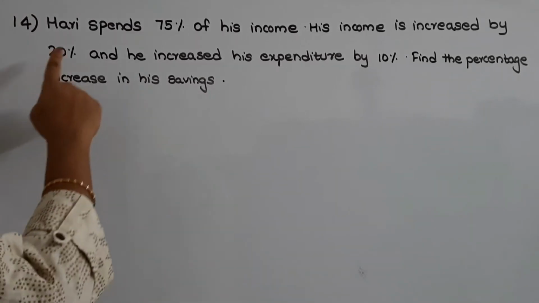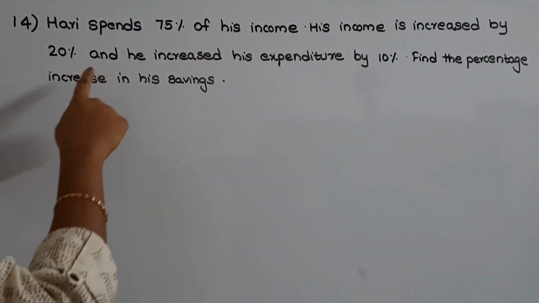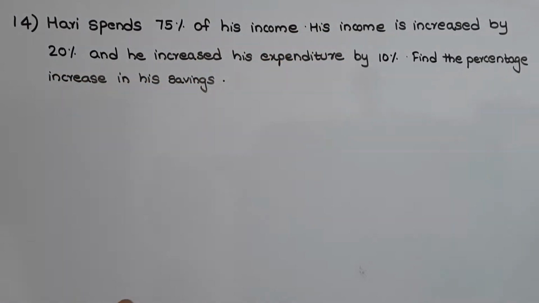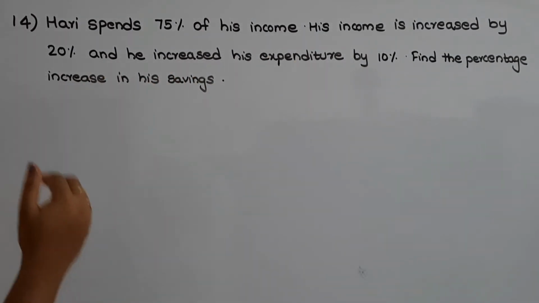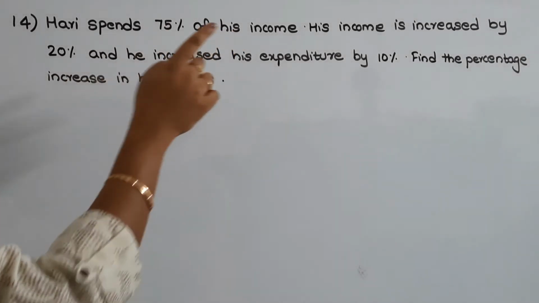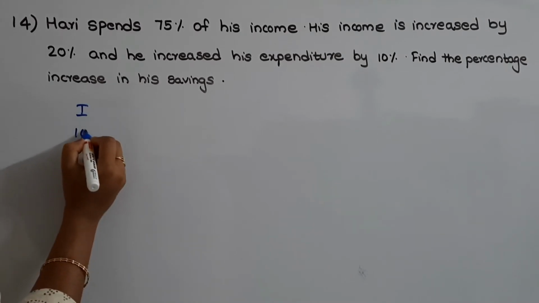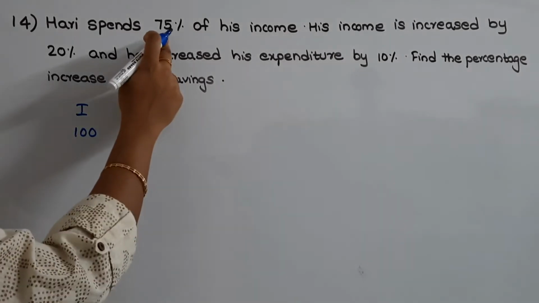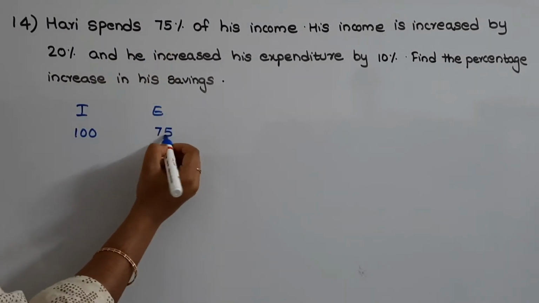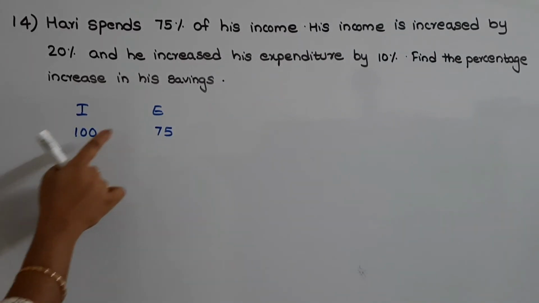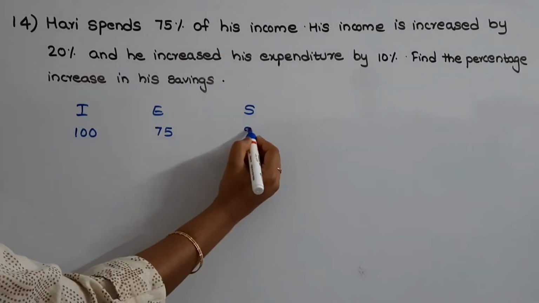The next question is, Hari spends 75% of his income. His income is increased by 20% and he increased his expenditure by 10%. Find the percentage increase in his savings. So in this question they are telling that Hari spends 75% of his income. If we consider his income as 100, then his expenditure will be 75% of 100, that will be equal to 75. So if income is 100, expenditure is 75, what will be the savings? That will be 100 minus 75, that is 25.